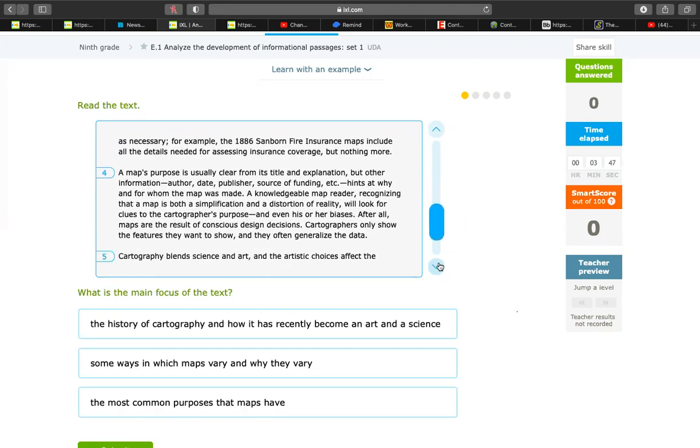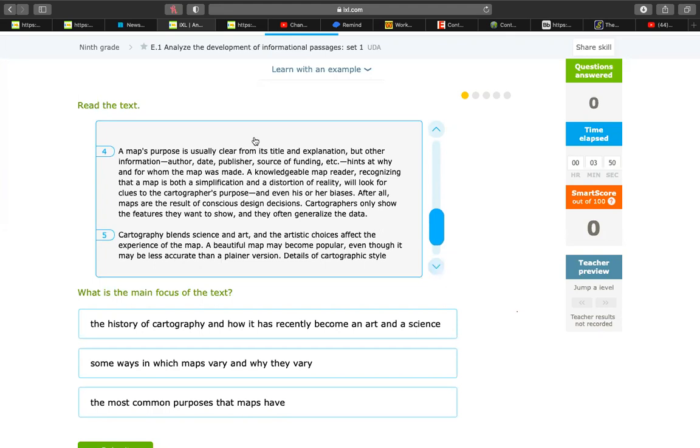A map's purpose is usually clear from its title and explanation, but other information, author, date, publisher, source of funding, etc., hints at why and for whom the map was made. A knowledgeable map reader, recognizing that a map is both a simplification and a distortion of reality, will look for clues to the cartographer's purpose and even his or her biases. After all, maps are the result of conscious design decisions.